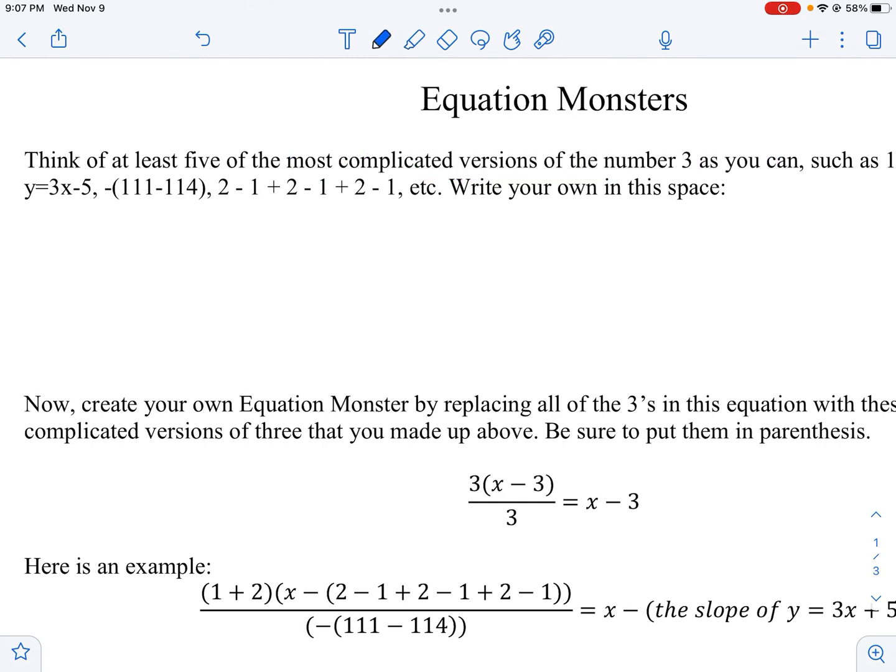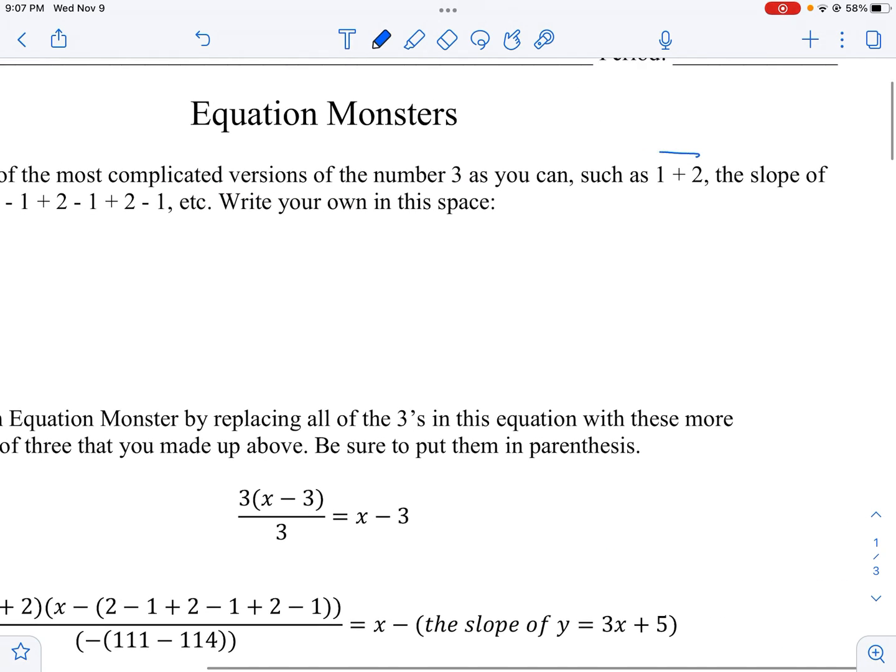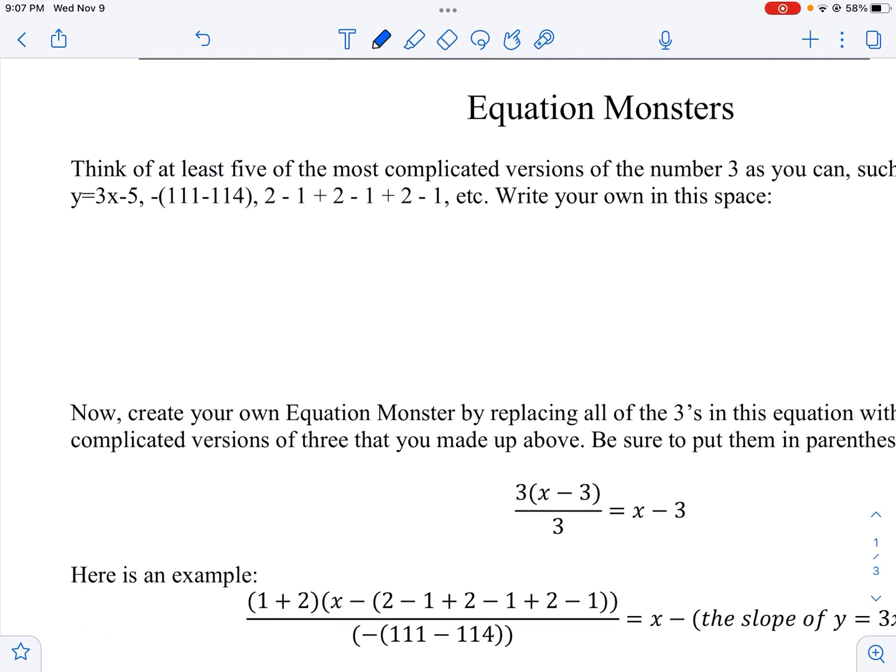It's got some examples here. You can do 1 plus 2, that equals 3. Or you can do negative 111 minus 114. That would also equal 3. There's all sorts of things. You can have a big long string of numbers, adding and subtracting, and make 3.